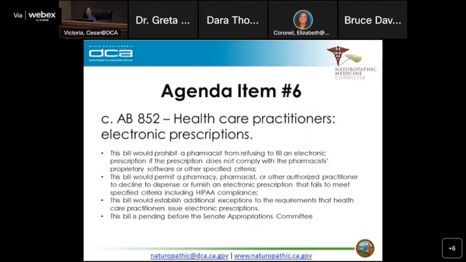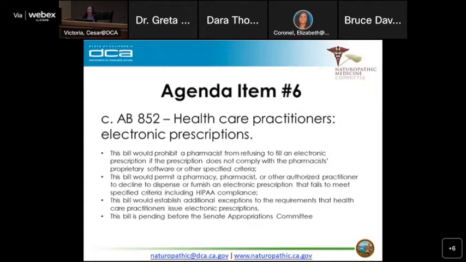No worries. AB 852, this is the Healthcare Practitioners Electronic Prescriptions. Basically, this one here, I would recommend that you take a supportive stance on this, as it could have the ability to hinder your ability to write prescriptions and have them filled if this does not go through. So I think that's what we've been seeing.